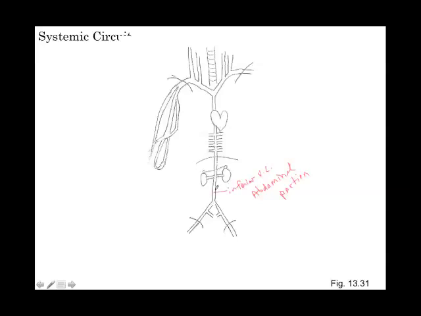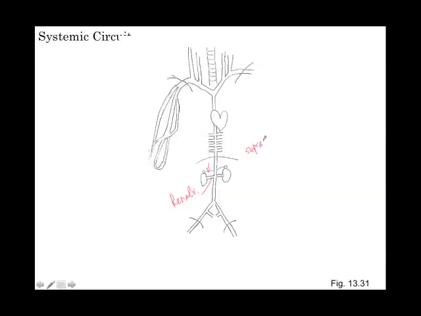If we make our way superior towards the heart, as the blood will be doing, we come in contact with the renal veins. And these are actually quite large, much bigger than the renal arteries. But these are the renal veins, so they take blood out of the kidney and put it back into the superior vena cava.